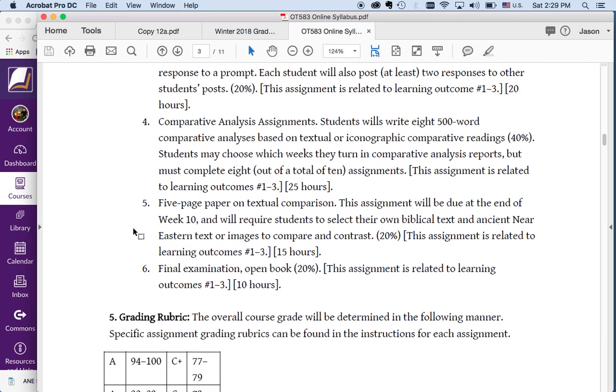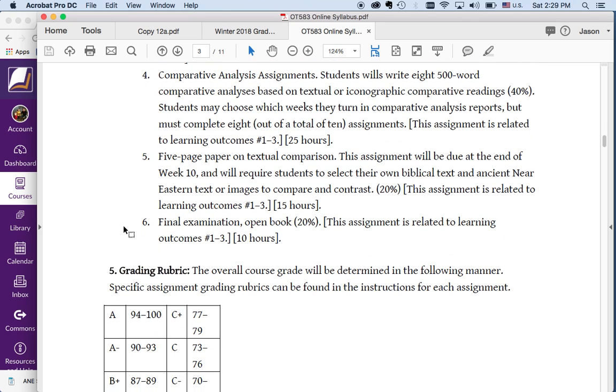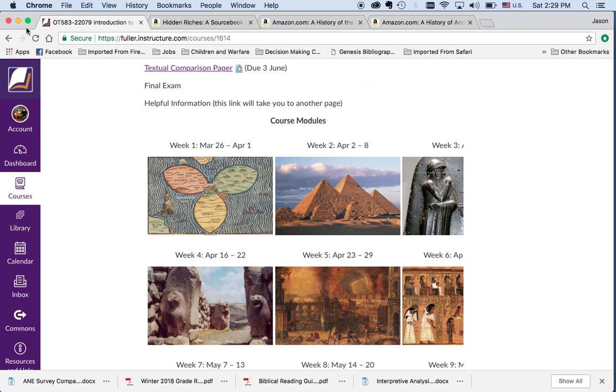At the end of the course, week 10, you will develop a 5-page textual comparison. Really, this is just an extended version of the weekly comparative assignments that you will complete. And lastly, in finals week, you will submit a final essay exam, and I'll provide more information as the course goes along. Now let's talk about each week's course structure.